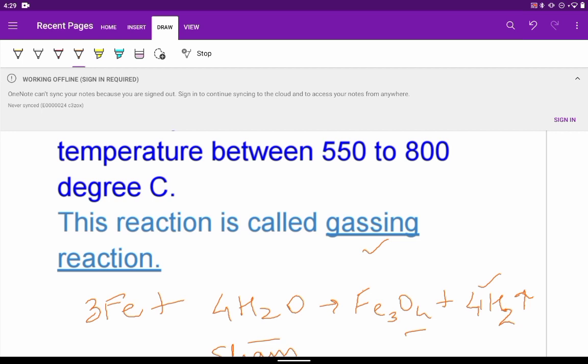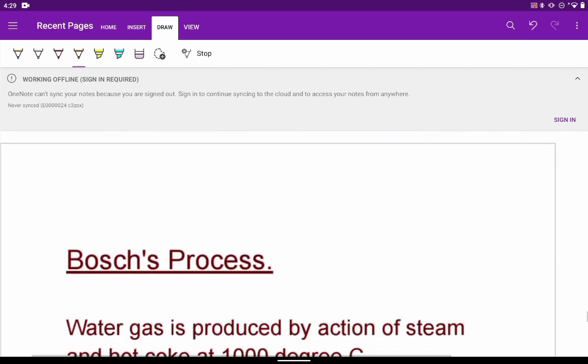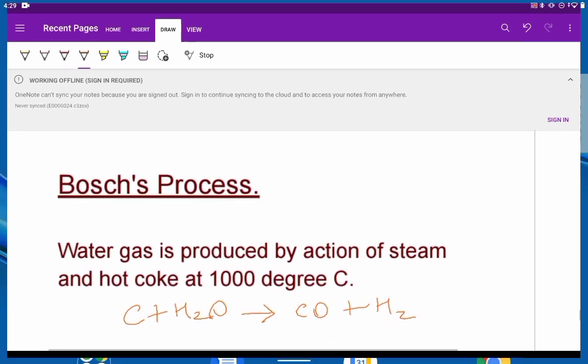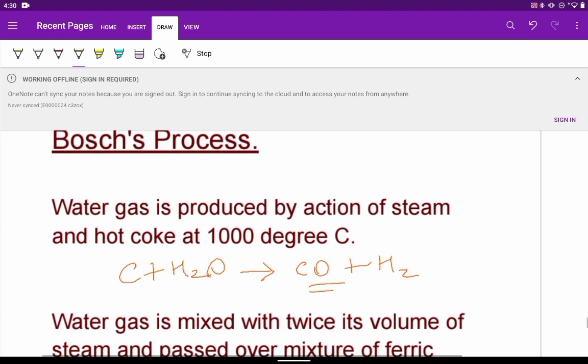This is a manufacturing method. Another important manufacturing method is Bosch process. Here first we make water gas. Water gas is produced by treating steam and hot coke. We take hot coke at around 1000 degrees C and it is treated with steam. So first we get a carbon monoxide and hydrogen mixture. This is water gas.